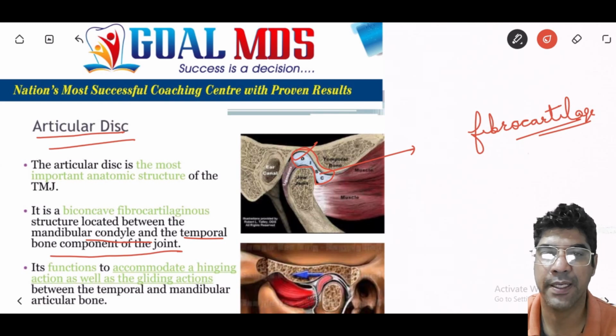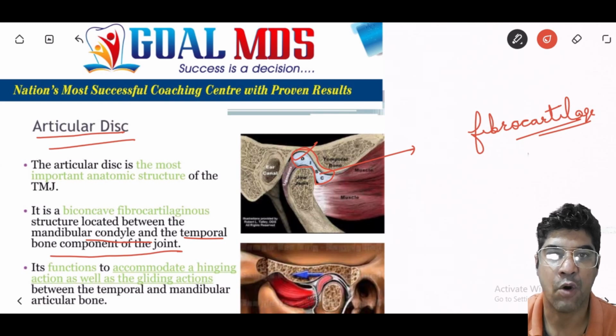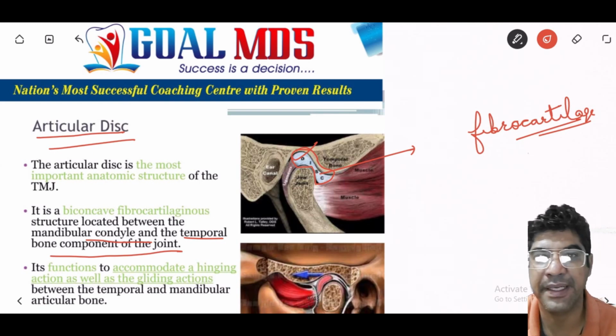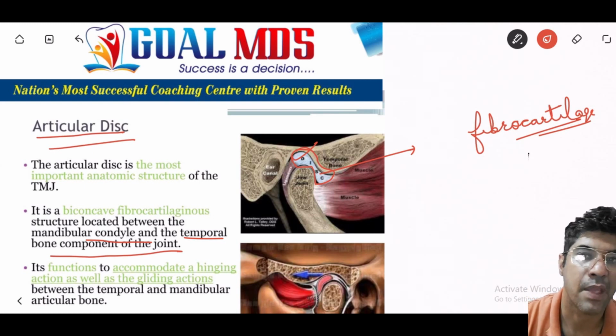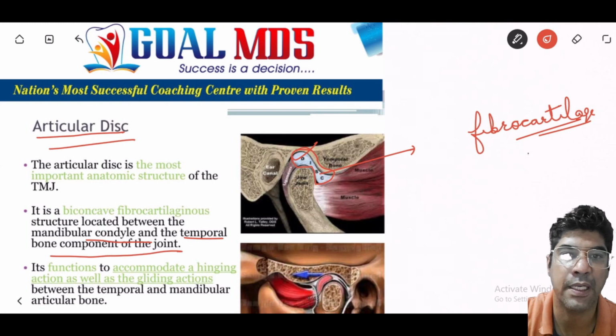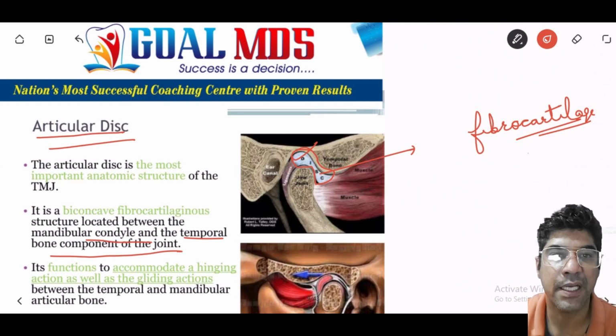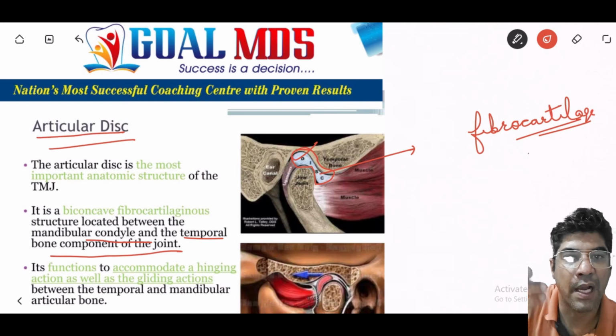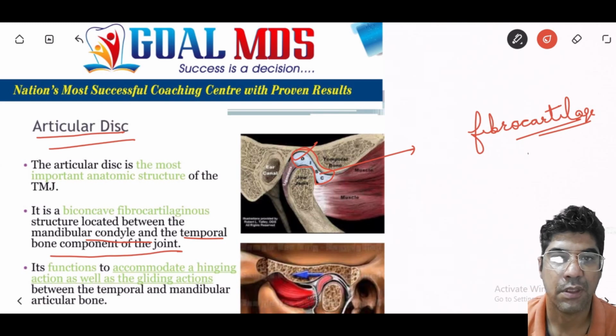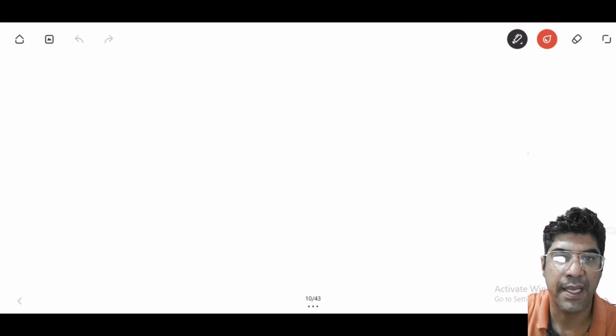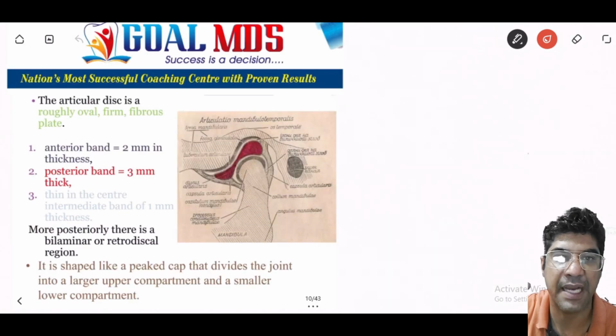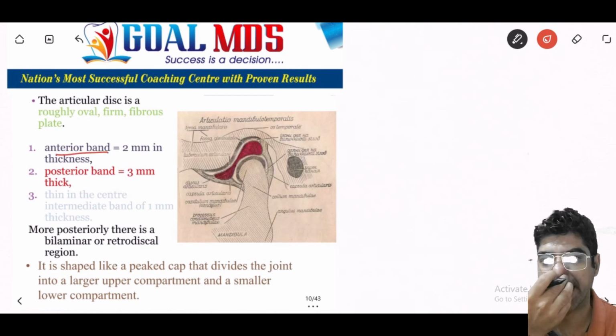During movements like opening and closing of the jaw, this disc will act as a hinge that allows the mandibular condyle to pivot within the TMJ, similar to a hinge on a door. In addition to the hinging, the disc also does gliding movement. When you move your jaw forward, as in protruding, the disc glides along the curved surface of the joint.